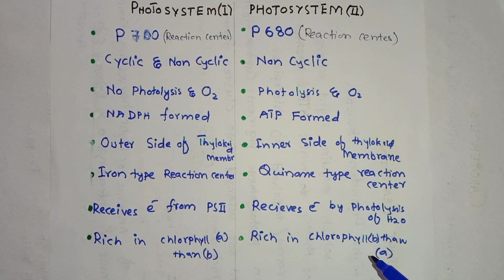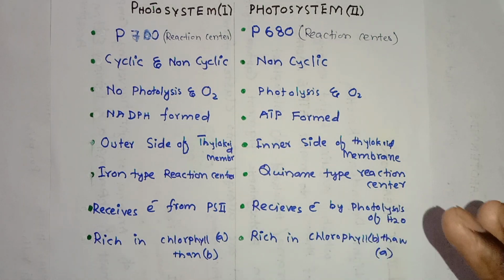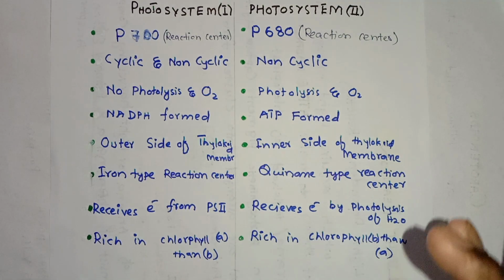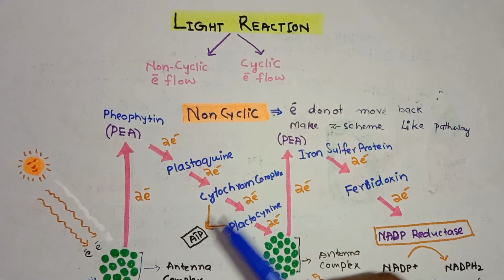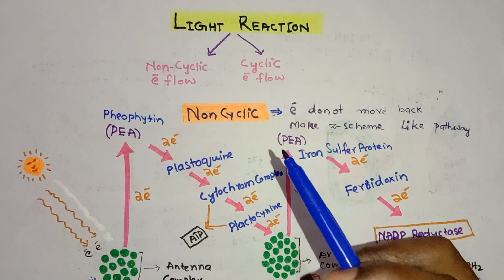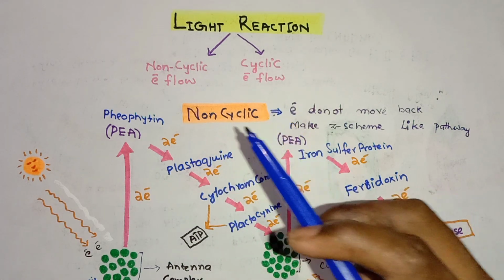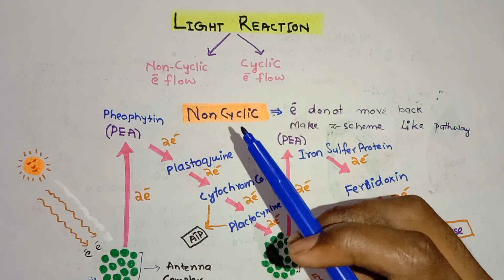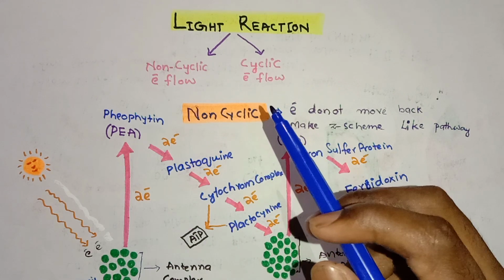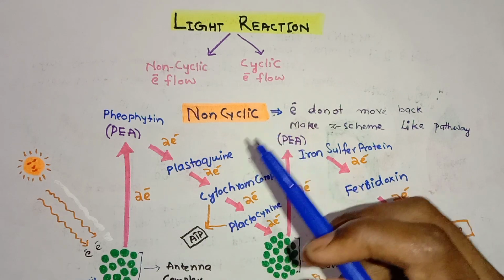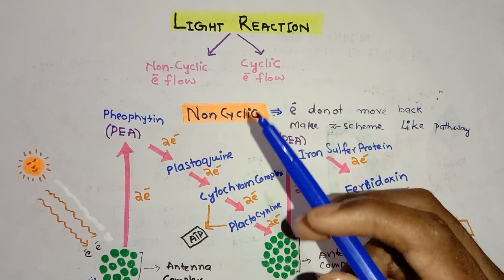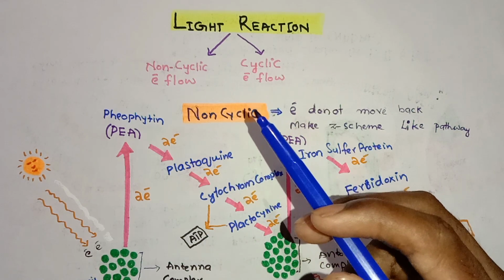So here the ratio of chlorophyll B is more than chlorophyll A. So this is about the difference between PS1 and PS2. What is the light reaction? As we have discussed, the light reaction involves two pathways. One is non-cyclic and the other is cyclic. In non-cyclic, the electrons don't come back, but in cyclic, the electrons come back again and again. So that involves two pathways.